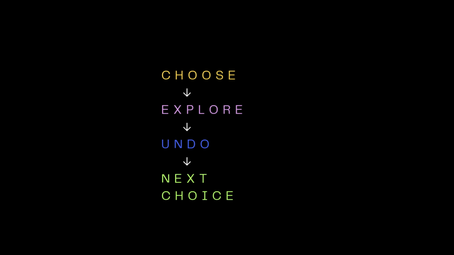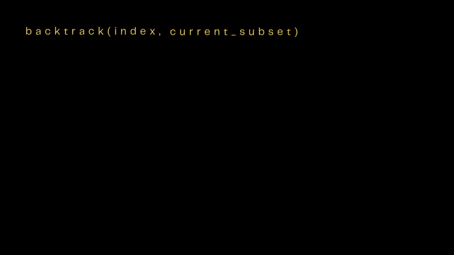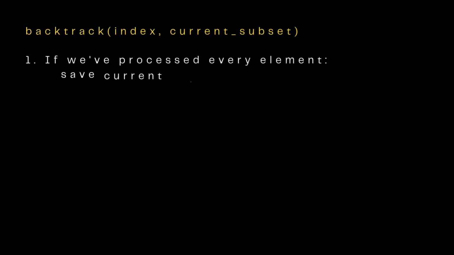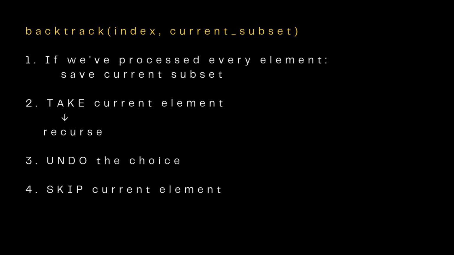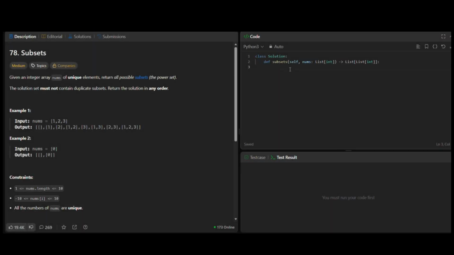So our algorithm is very straightforward. We keep an index telling us which element we are currently processing. If we have reached the end of the array, we save our current subset. Otherwise, we first take the current element and continue recursively. Then we undo the choice and finally we explore the other possibility, skipping that element. We can start solving the problem.